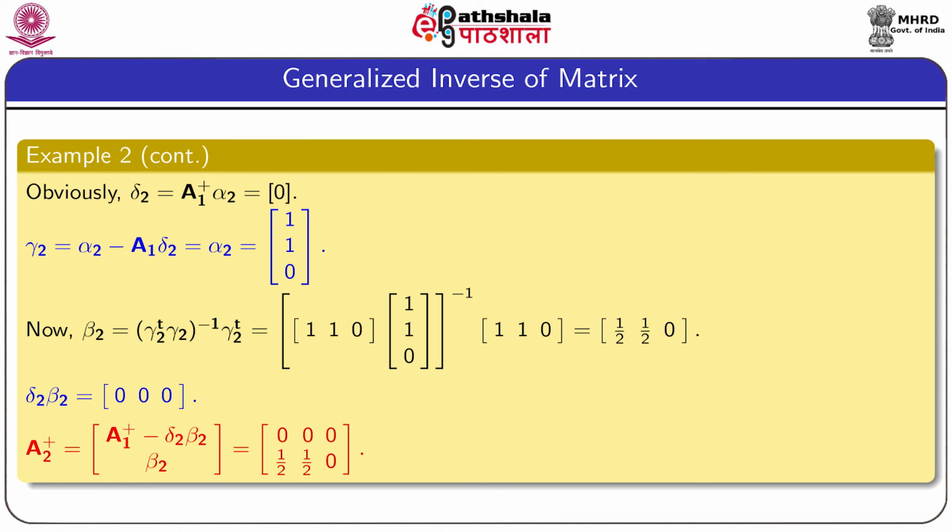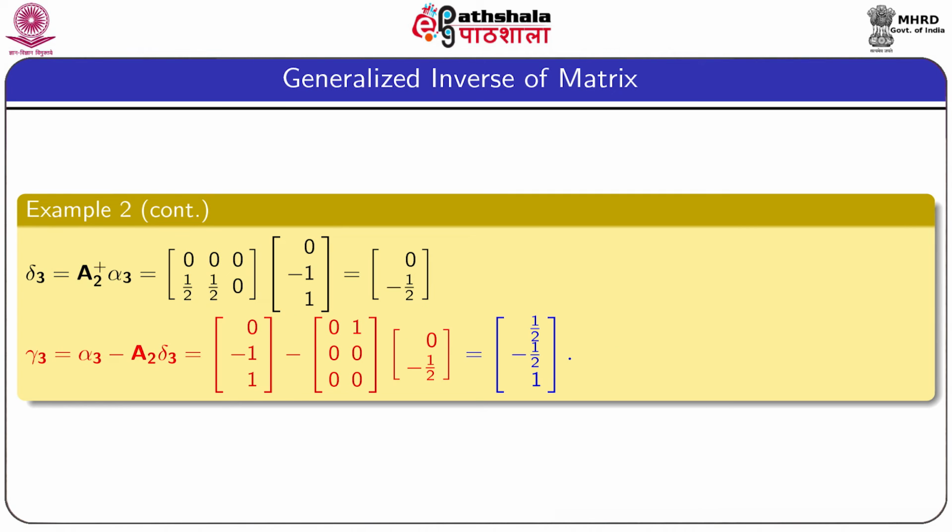Now we calculate A2 plus, which is equal to A1 plus minus delta 2 beta 2, and second row is beta 2, and it is equal to a matrix of order 2 by 3. First row is null row vector whose elements are 0 0 0, and second row is half half 0.